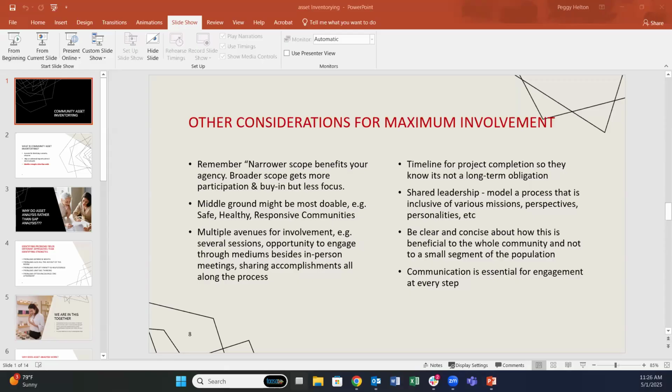It's very important that we have shared leadership. We are trying to model that process. We want that process to make sure it's inclusive of various missions, that it's inclusive of perspectives that may be different than yours, that frankly, it's even inclusive of different personality types. We don't all have those same strengths. And again, we're looking for strengths within our communities. And that's not just people that look different than us and think the same.